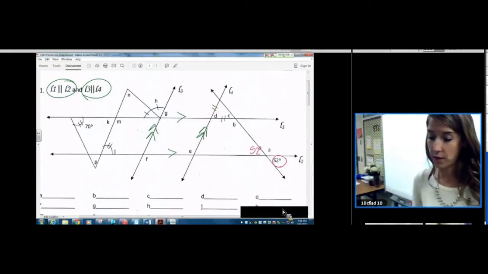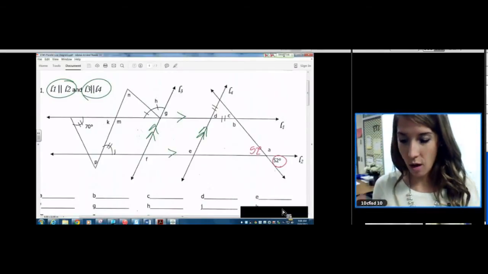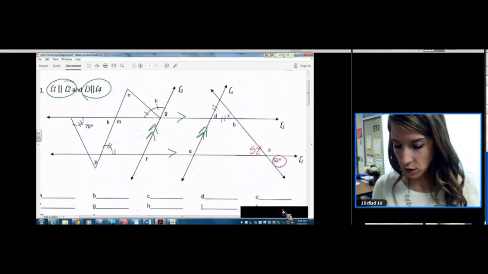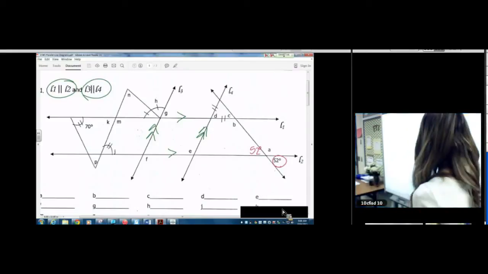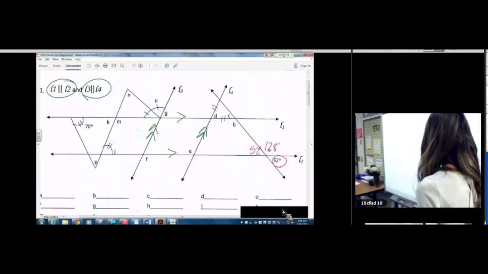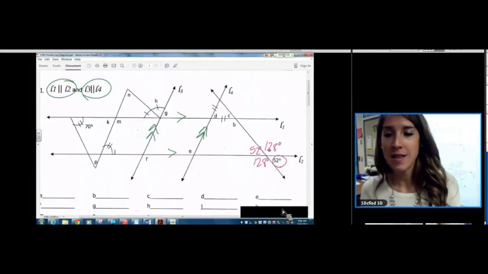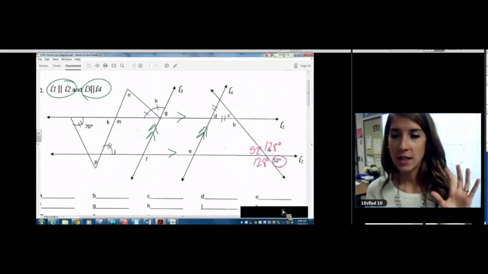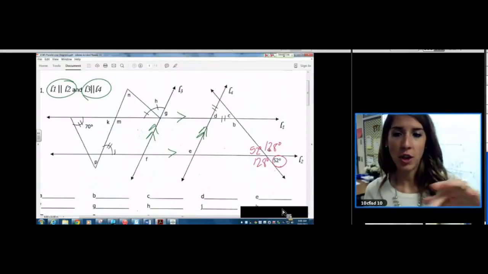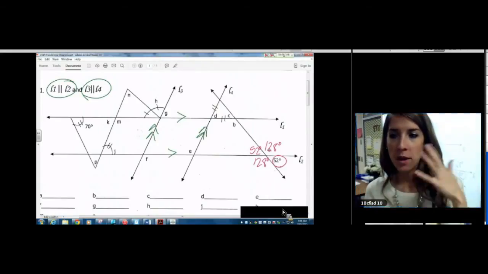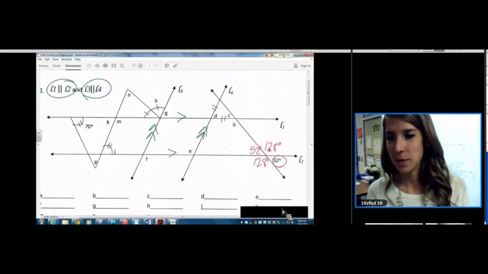In a cluster of 4, when you know one number, you know all 4 numbers. So you can use your vertical angles and you can use linear pair. And really the more numbers, the more angles you find, the better off you're going to be. And it does help to write it on the picture, not just in the blanks below. So we have A so far. We have A is 128.